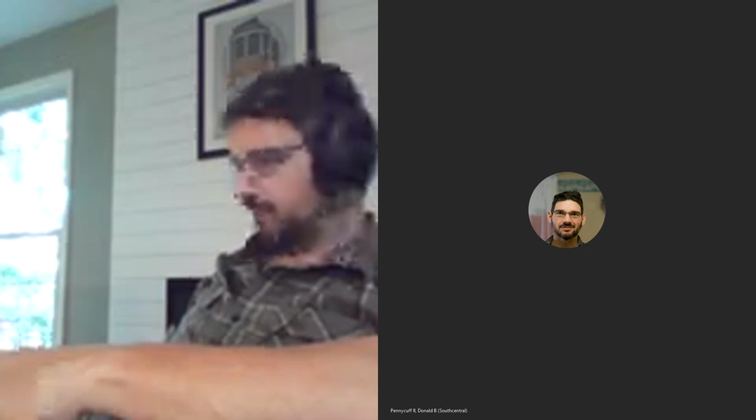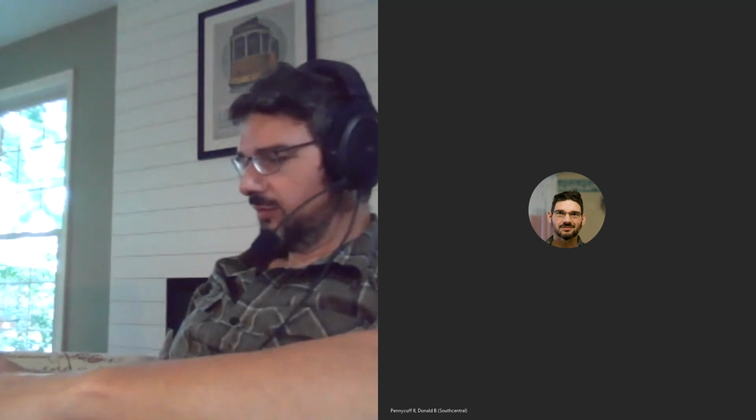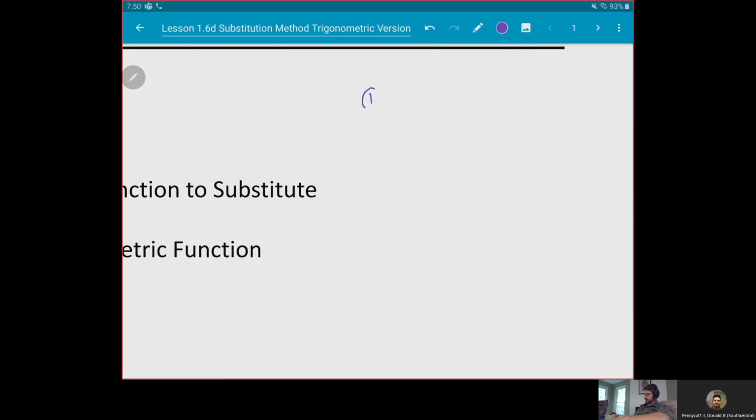All right, let's look at our unit 1.60, the substitution method, where we talk about trig functions. Now, just to remind everybody, the rules for substitution method. The first thing you want to do is see if you have any parentheses, okay? So the first thing is to get rid of the inside of parentheses. That's the first thing you want to look for.